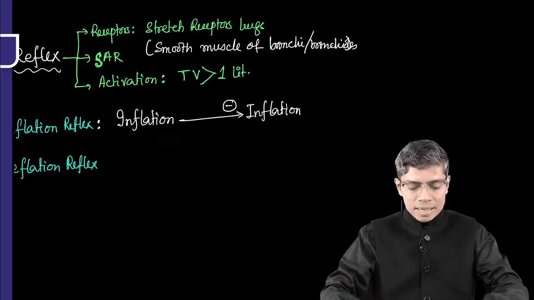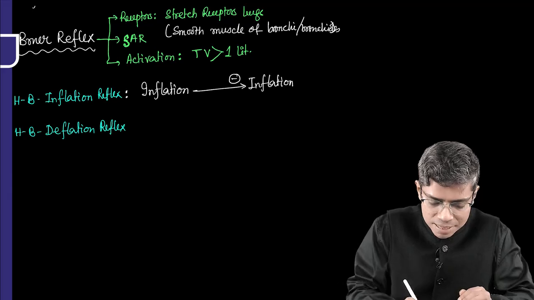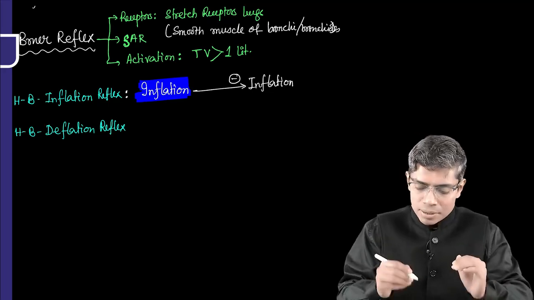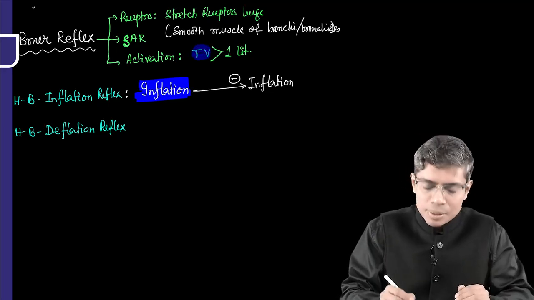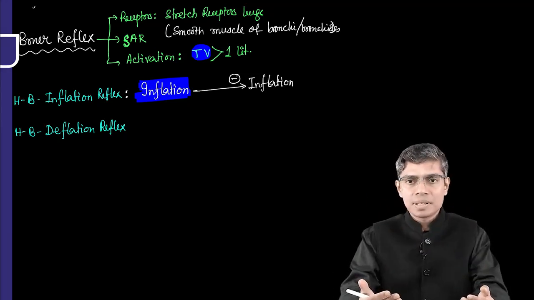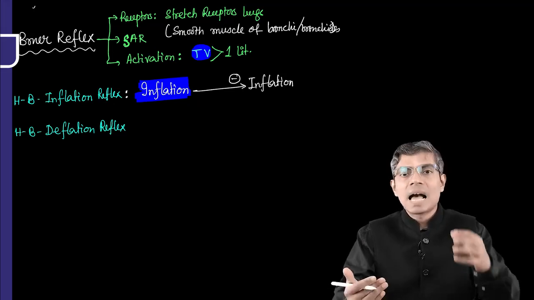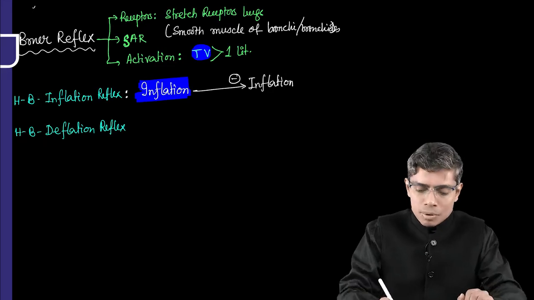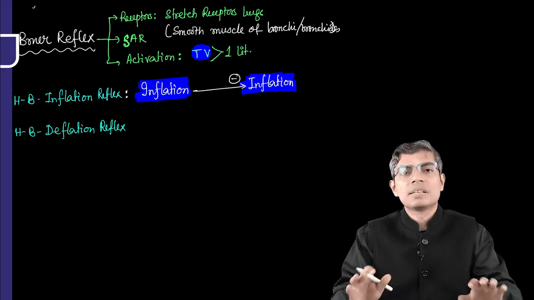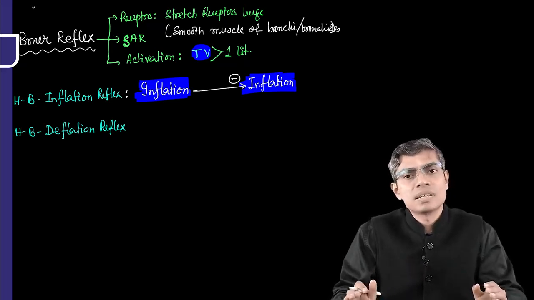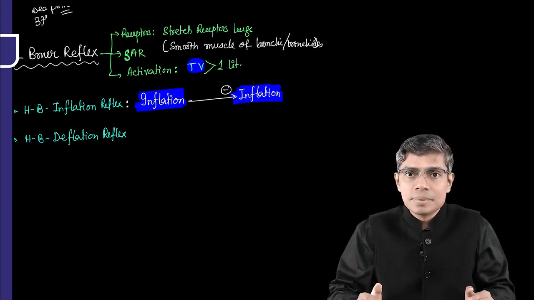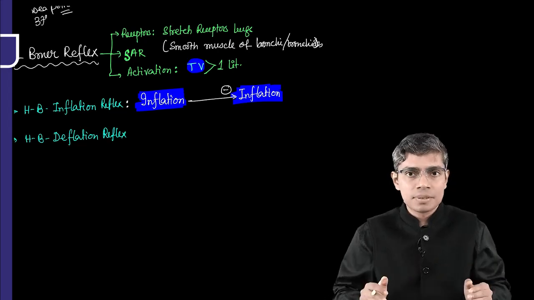So whenever you are taking a deep inspiration, there will be more and more inflation of the lung. Whenever your tidal volume during this inflation is beyond 1 liter, it will activate the vagus neuron, the myelinated fiber of vagus, and that vagus neuron will inhibit the inspiratory neuron, and that will prevent further inflation or further inspiration. Getting my point? So this way, the Hering-Breuer reflex is a negative feedback reflex pathway.